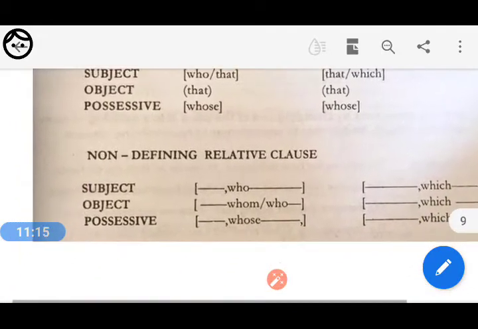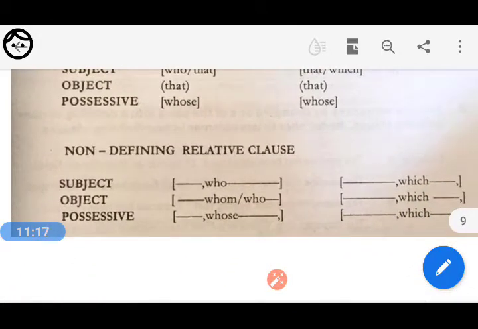Now in non-defining clauses, for the subject, who and which. Who is for people, which is for things. For the object, whom, who, which: whom and who for people, which for things. For the possessive, whose for people, and which for things.